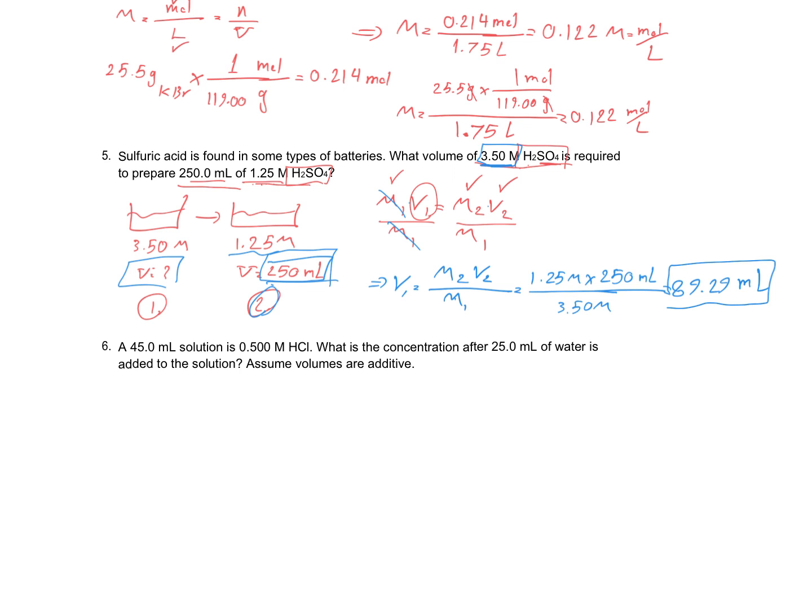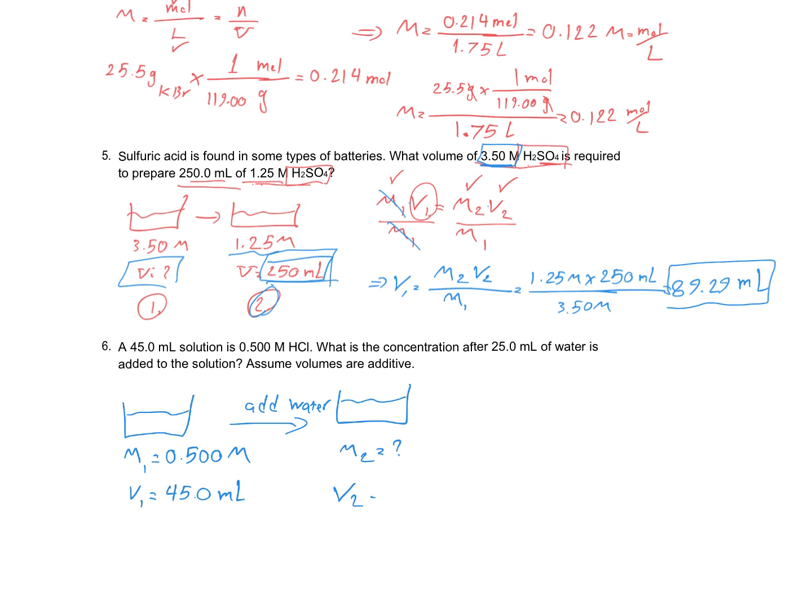So let's write down the conditions. You have your first condition, you have M1 as 0.500 molar, and you have your V1 as 45.0 milliliter. Okay, so you add water, and you have your M2, we don't know, that's what we're asking. The V2, what is V2?